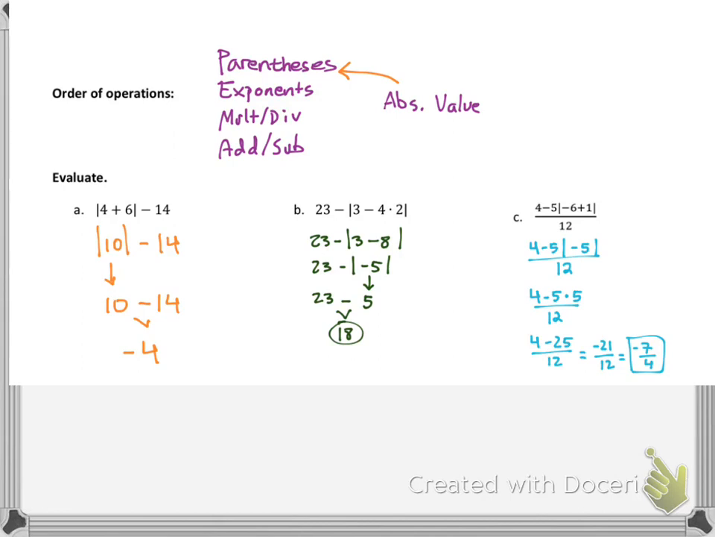So the distance between negative 6 and 1 is 5, right? So negative 6 plus 1 is negative 5. Absolute value of negative 5 then is positive 5. The distance is positive 5. And then I have to make sure to do multiplication first, so 5 times 5, and then subtraction. And then this dwindles down to a fraction, negative 7 fourths.